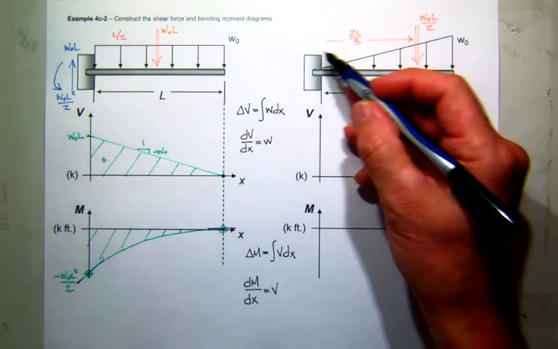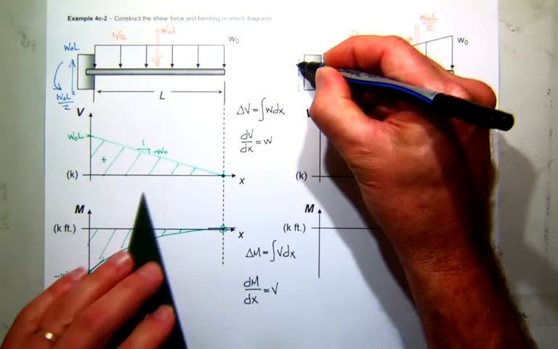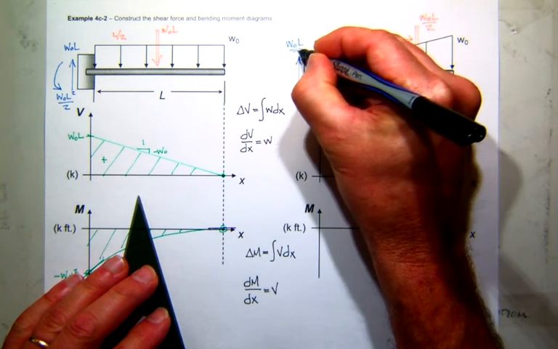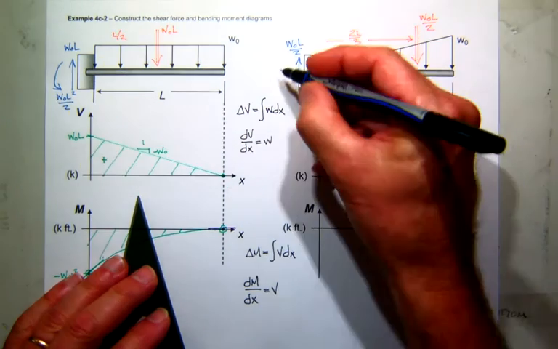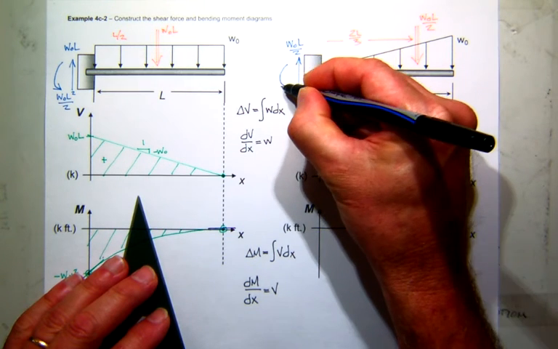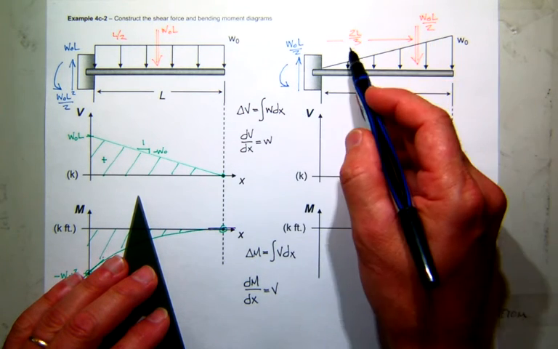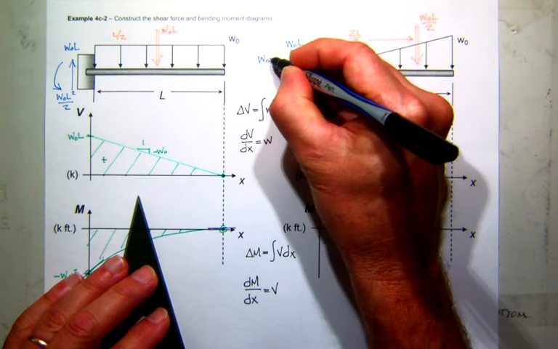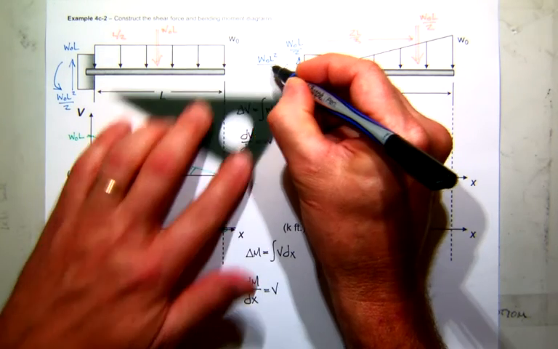So again, if you look at the reactions, if you sum forces in the y direction, you'd find the reaction force was up and equal to W naught L over 2. This force balances that force. And you would find that the moment is in this direction, and it balances this force times this moment arm, which is W naught L squared over 3.